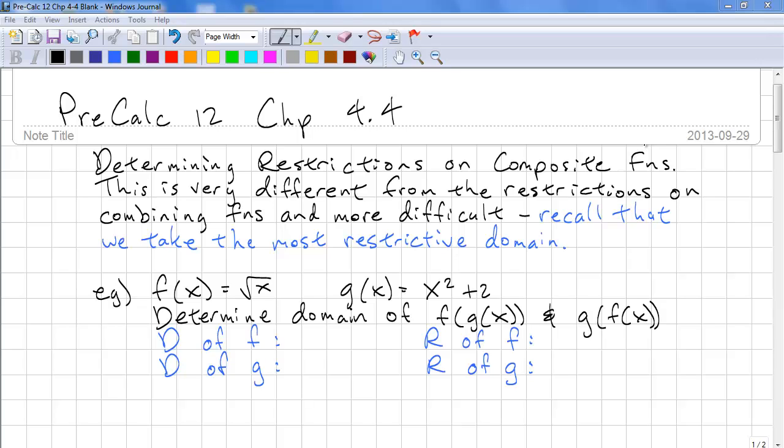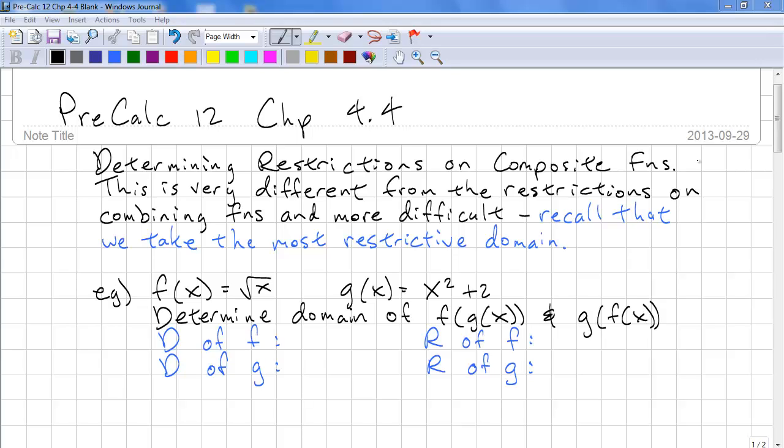This is PreCalc 12, Chapter 4.4. We will be determining the restrictions on composite functions. We will also be determining composite functions in reverse. Determining the restrictions is very different from the restrictions on combining functions, and it is far more difficult.